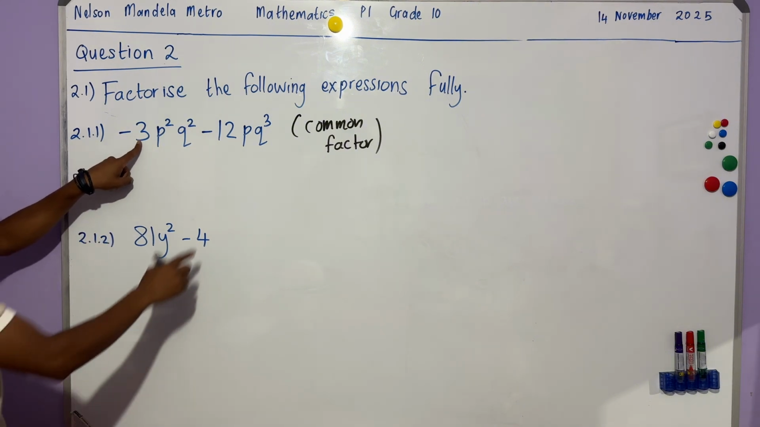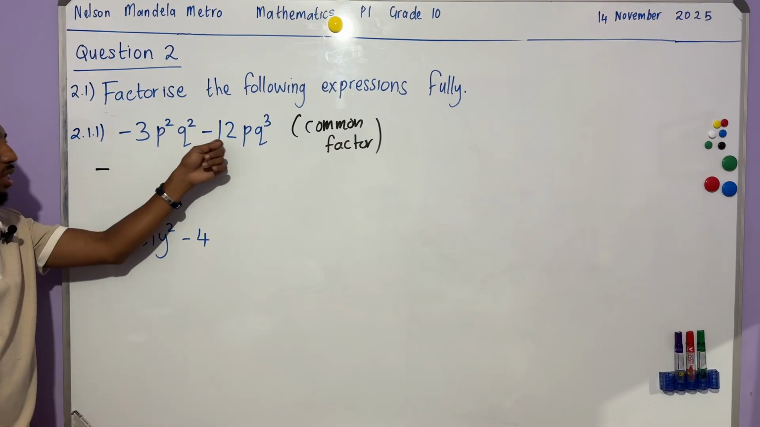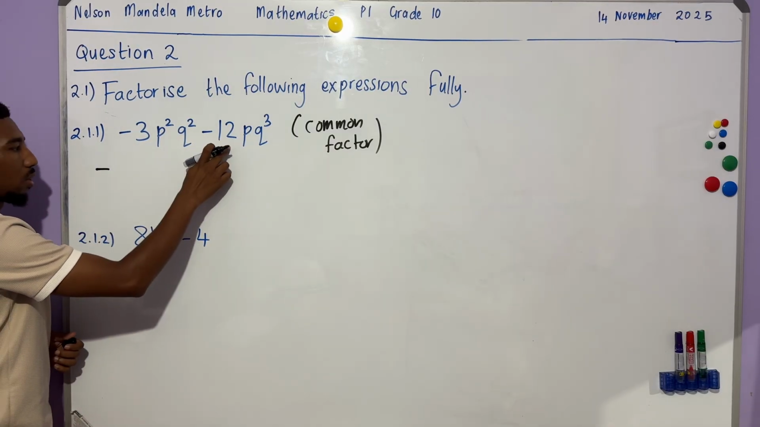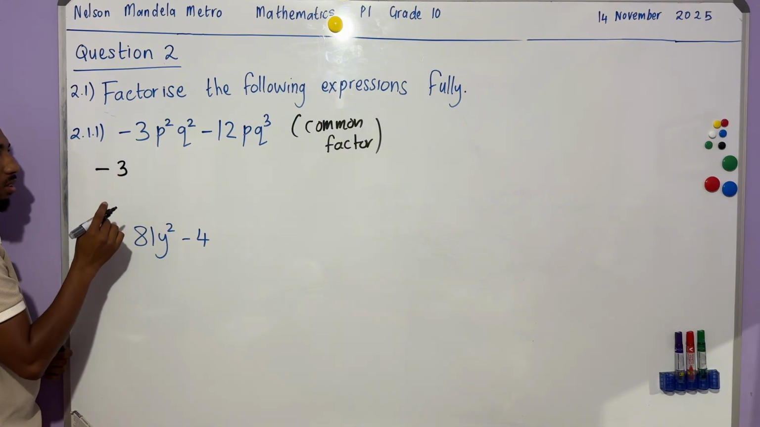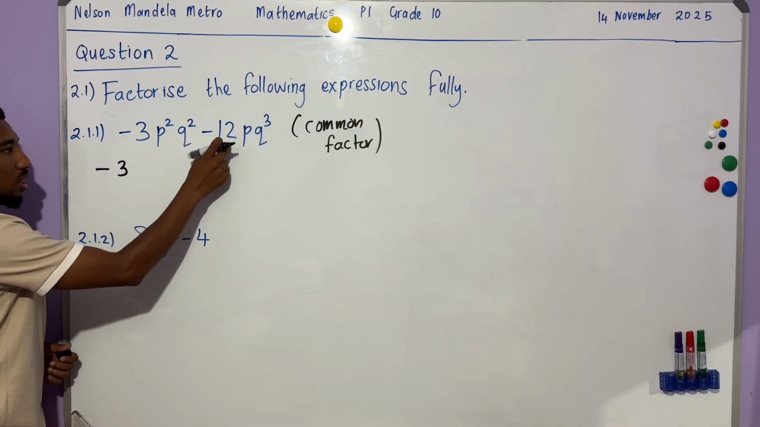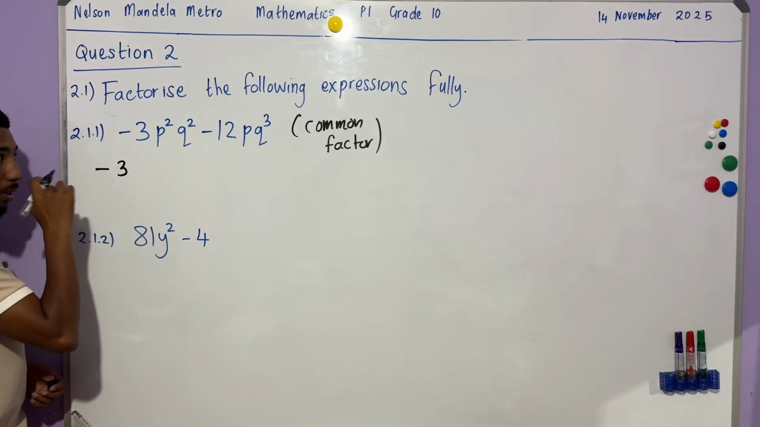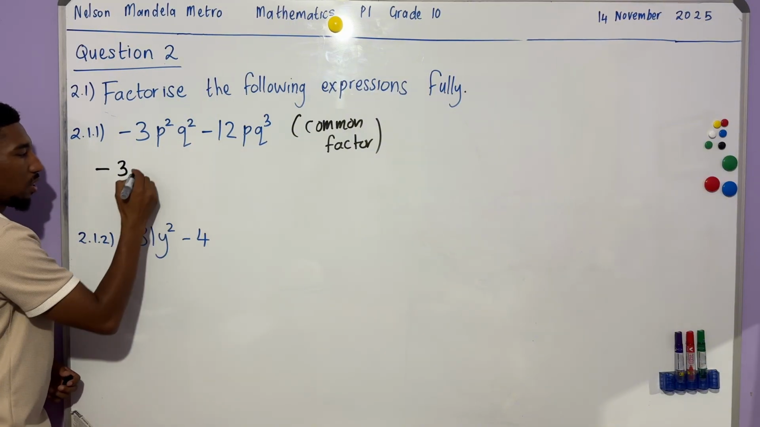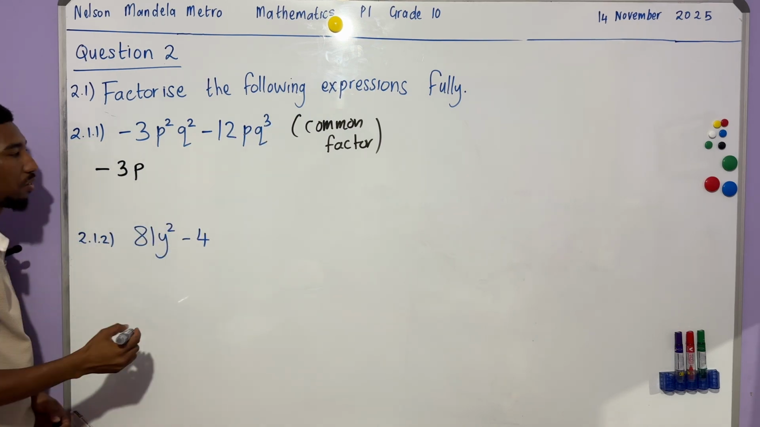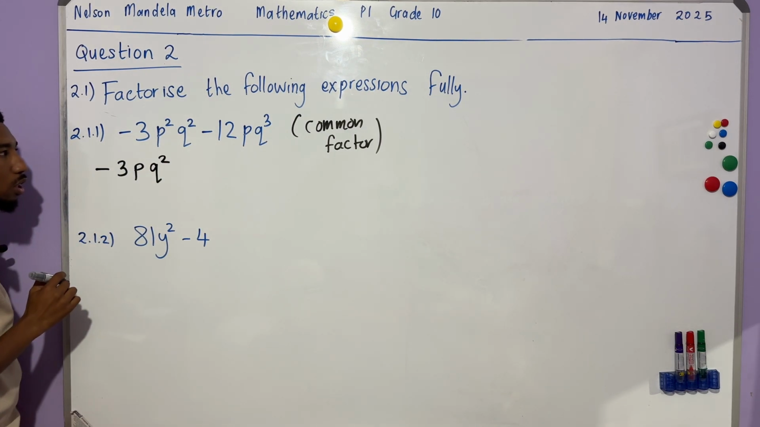Then we have the number 3 and the number 12. Between 3 and 12, we take the highest common factor, which is 3. Then we look at the variables or the letters. There's p squared and there's p, so the only common one is p that we can take. We have q squared and q to the power of 3, so the highest common factor we can take there is q to the power of 2.